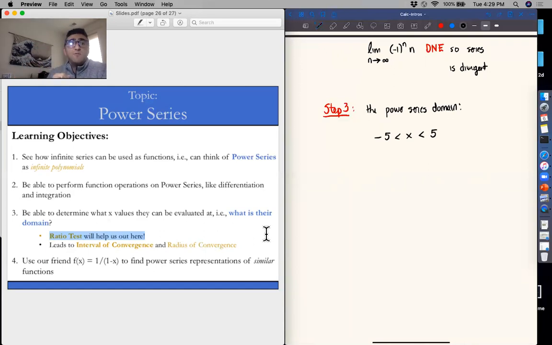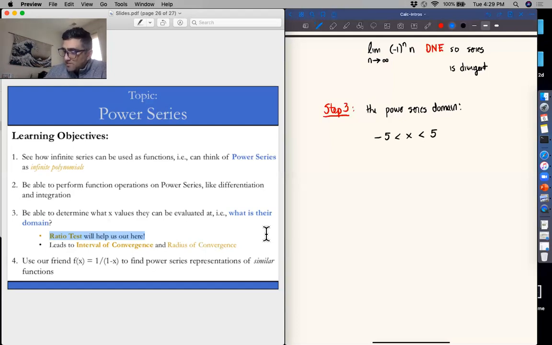Step 1, hit it with the ratio test. Step 2, test the endpoints individually. Step 3, put in what the endpoints do if it converges at an endpoint. If it doesn't converge at the endpoint, just leave them off like in this case.